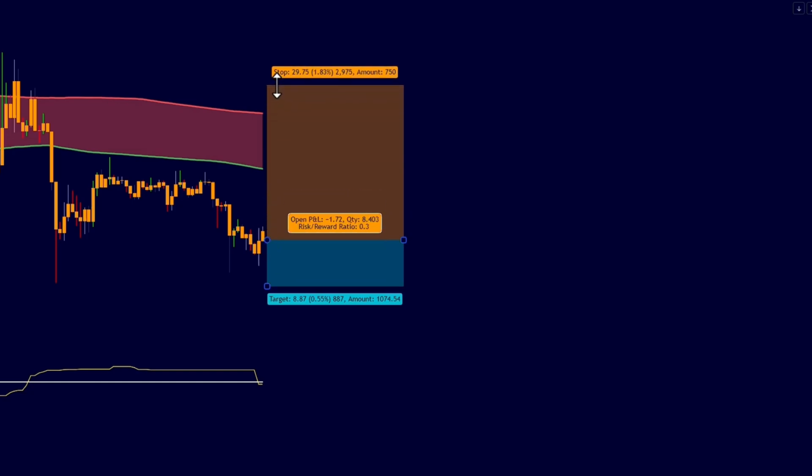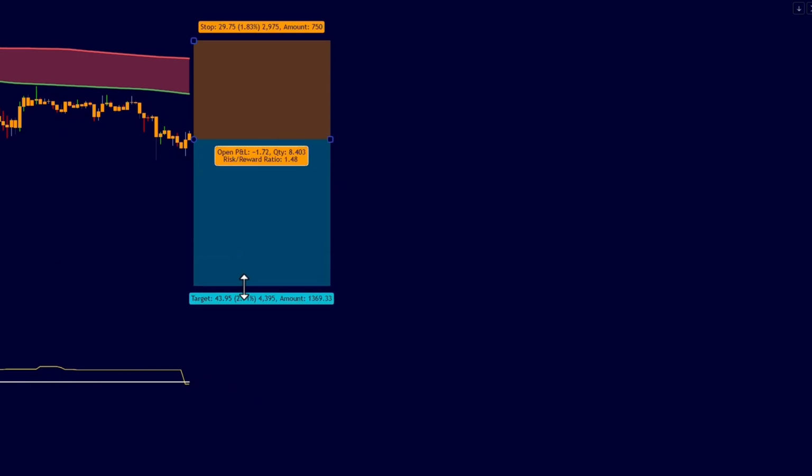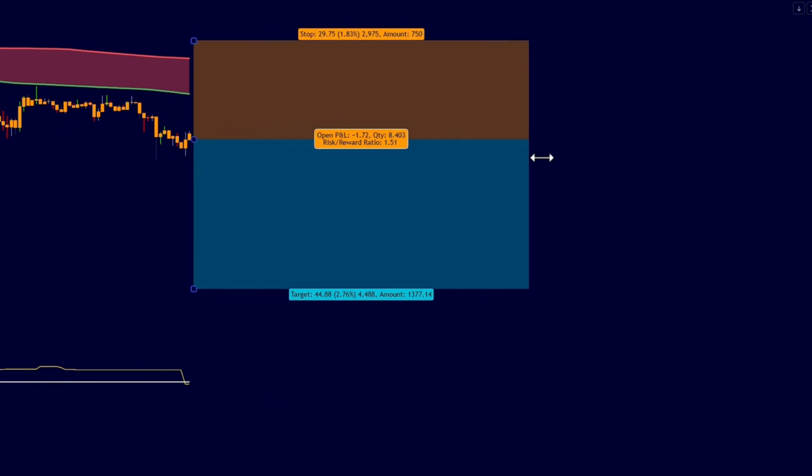To manage risk effectively, set your stop loss at the most recent swing high of the market. For an optimal exit strategy, aim for a risk-reward ratio of 1.5 to 1.